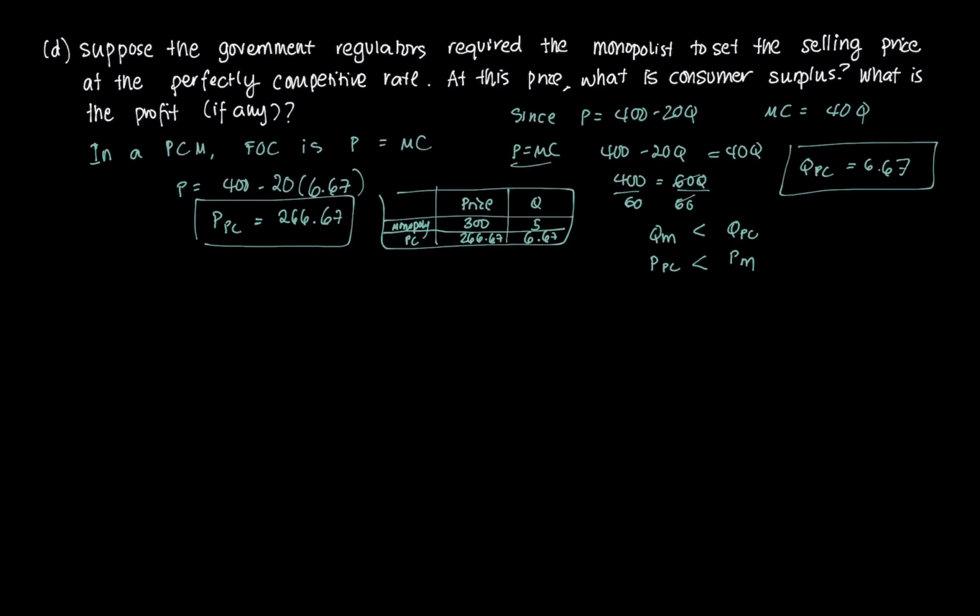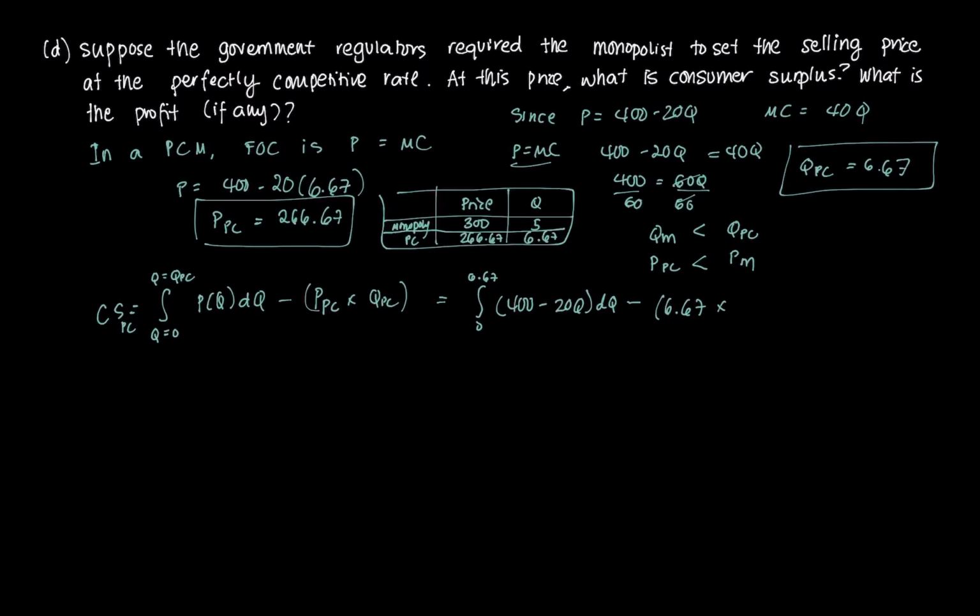So next, let's calculate consumer surplus. So consumer surplus is equal to the integral from Q equal to 0 to Q equal to Q_PC. So this is CS_PC for a perfectly competitive market. Then we're going to use again our demand function, P(Q) dQ, minus P_PC times Q_PC. This is going to be equal to the integral from 0 to 6.67 of 400 minus 20Q dQ, minus 6.67 times 266.67. And if we simplify this, that's going to be equal to 444.42. And this is your CS_PC.